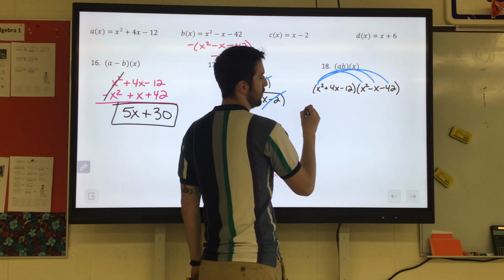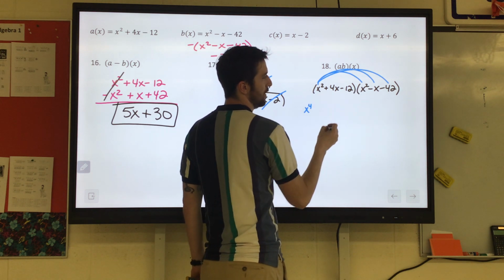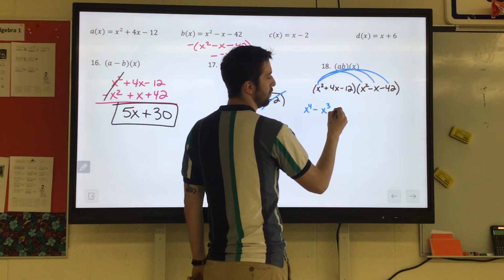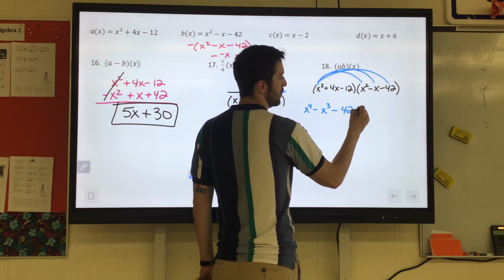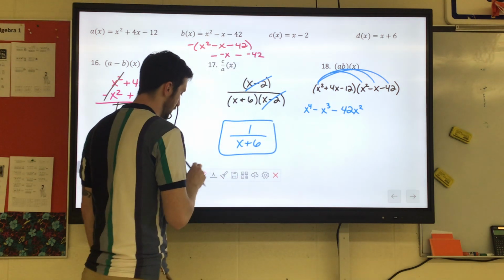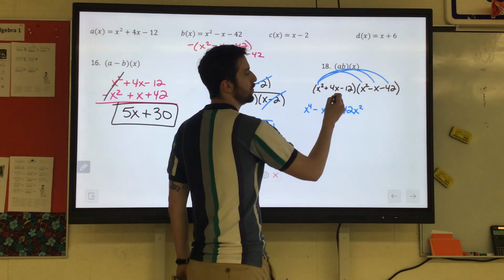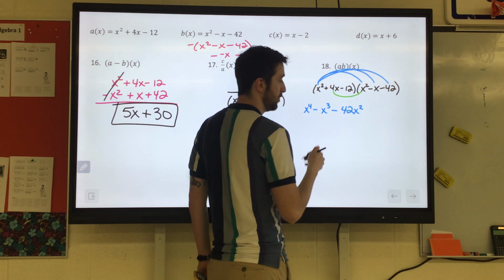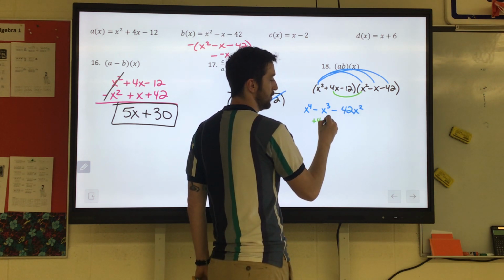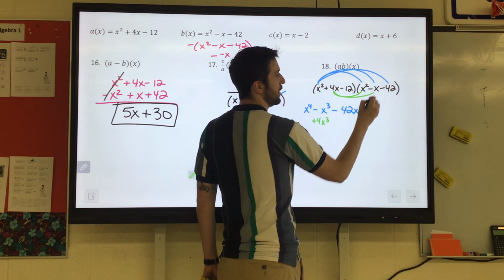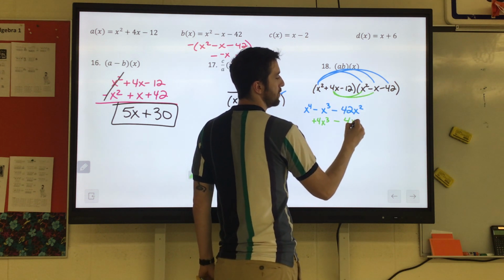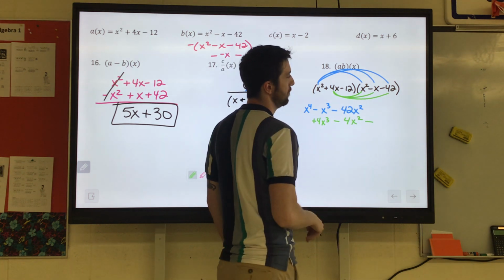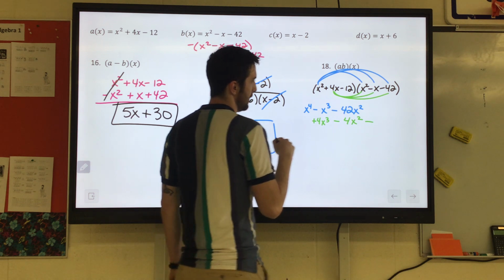X squared times x squared is x to the fourth. X squared times negative x is negative x to the third. X squared times negative 42 is negative 42x squared. Done with the x squared. Now we're going to multiply them all by 4x. 4x times x squared is 4x to the third. I like to put them under my other x to the thirds. 4x times negative x is negative 4x squared. And 4x times negative 42 is negative 168x.